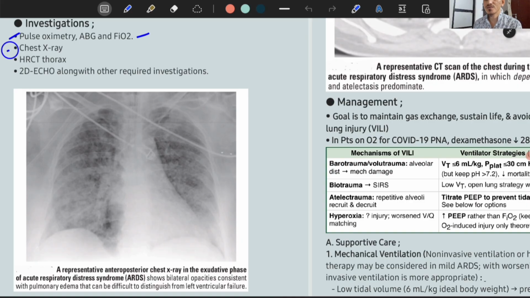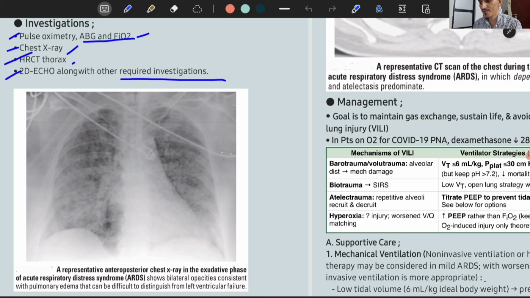Chest X-ray is to see the whiteout lungs, or HRCT thorax, same you will see. 2D echo is sometimes required, particularly if there are no risk factors for ARDS and you have to exclude cardiogenic pulmonary edema. Along with other required investigations for the causes of ARDS, or to see whether the patient is going into DIC. ABG FiO2, chest X-ray, and HRCT thorax will help in diagnosing and gauging the severity of ARDS.